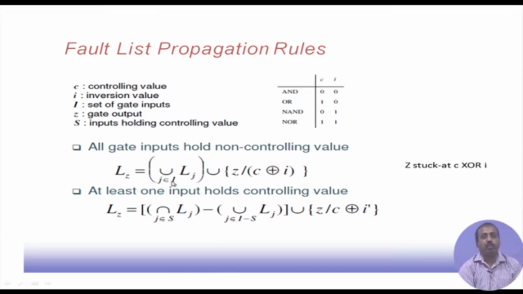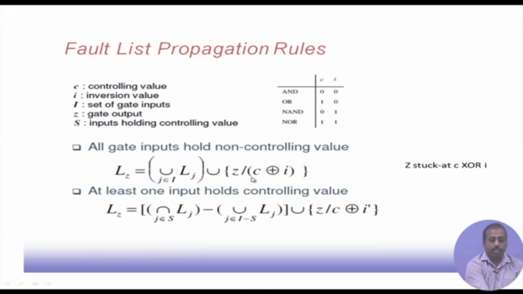So, whatever faults you could have associated with the inputs of the gate, you take the union of them, and that becomes a part of Lz. And there is something more, which is Z stuck at C XOR I. This particular symbol is used for representing Z stuck at C XOR I.